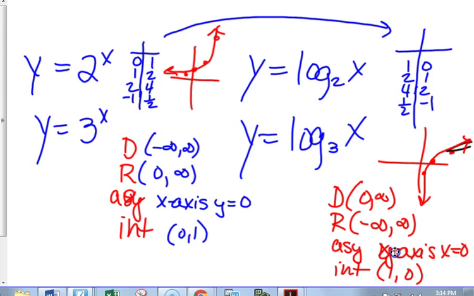Now, if I did 3 to the x or log base 3 of x, I don't have any numbers on my little graph, so the graphs would be identical, right? Or could be. But instead of this being 1, 2, it would be 1, 3. Instead of this being 2, 1, it would be 3, 1, and so on. Can you do those without a graph?